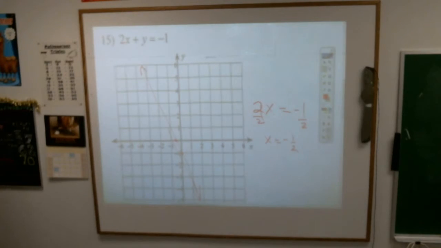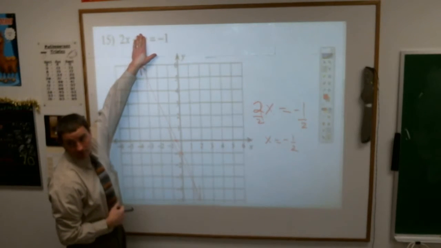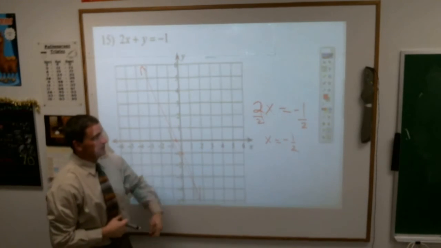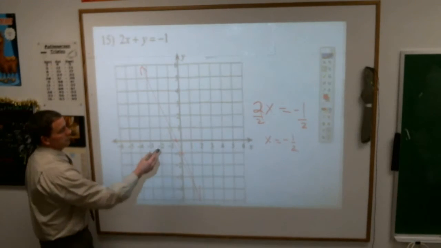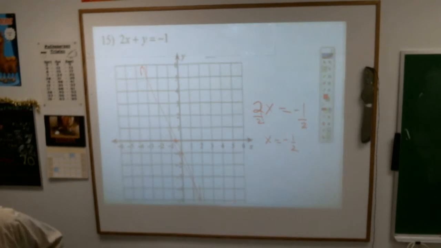Like, how'd you get 2x equals? I did away with the y, what's left there? It's 2x equals negative 1. So close is good enough when it comes to graphing. It's not an exact perfect science there.